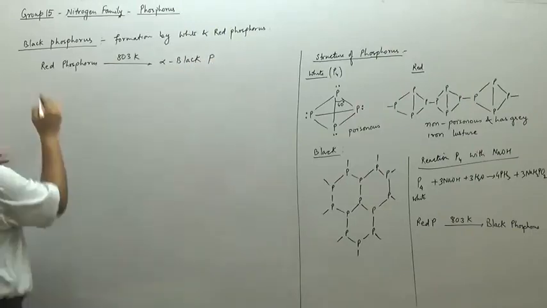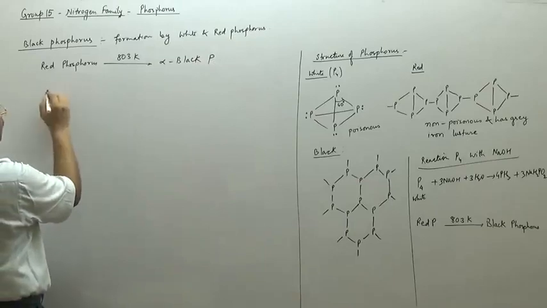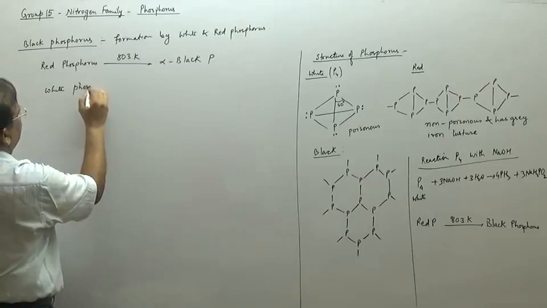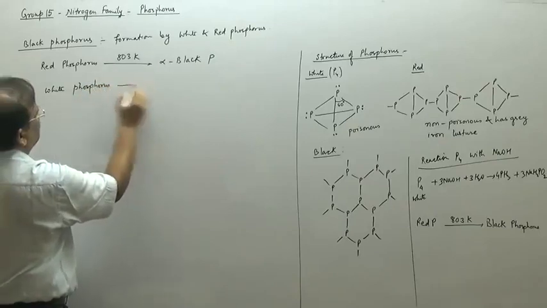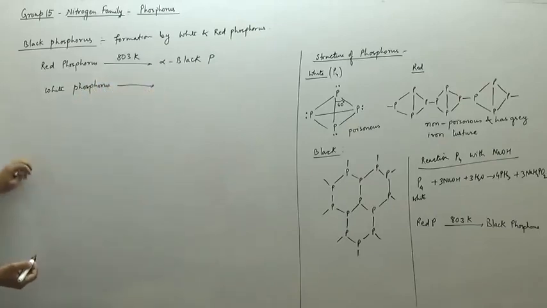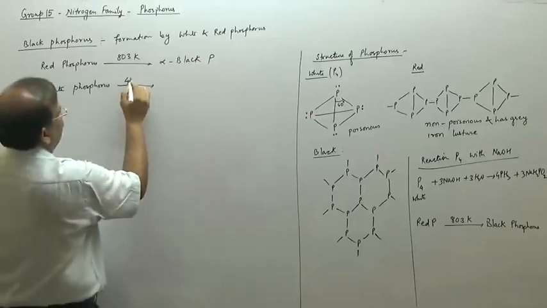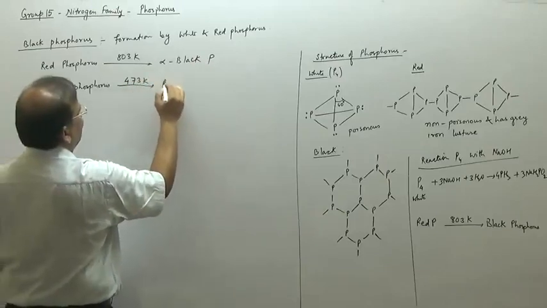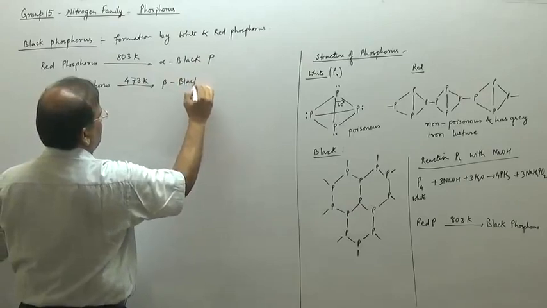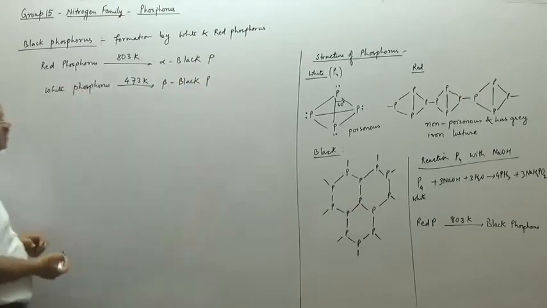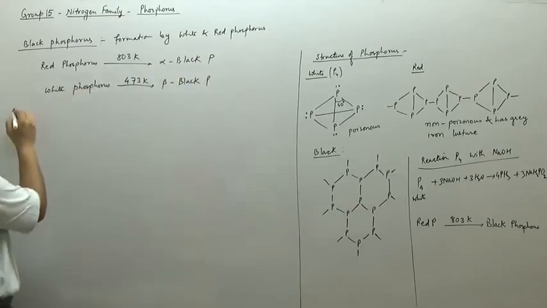And when the white phosphorus is heated not at a very high temperature but at around 473 Kelvin, it gets converted into beta black phosphorus. We just write like this.